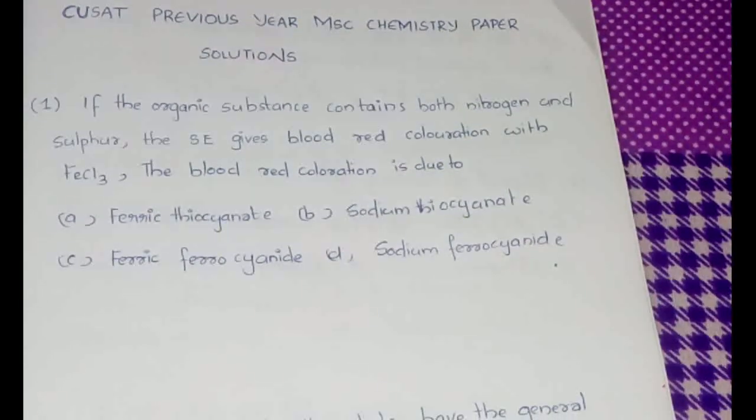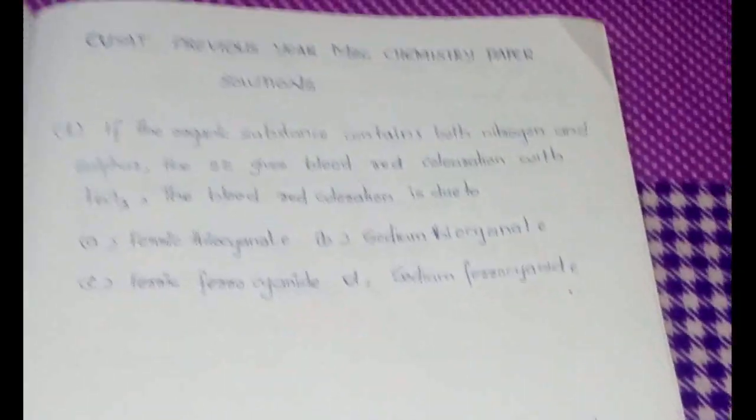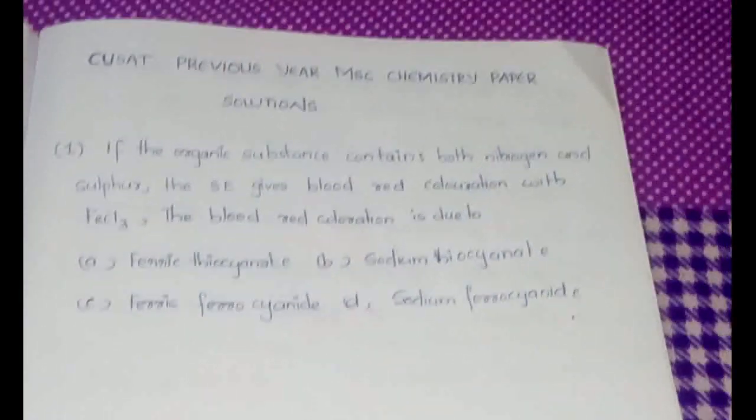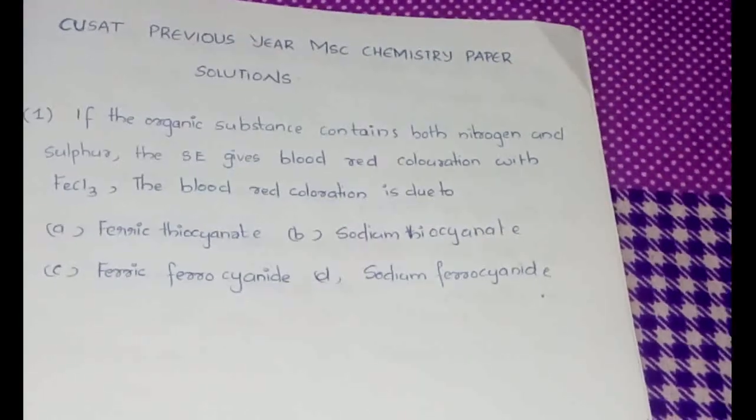So the first question here is, if the organic substance contains both nitrogen and sulfur, then the blood red coloration with FeCl3 is due to.